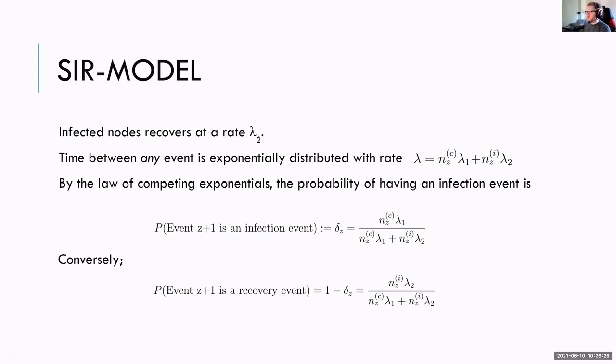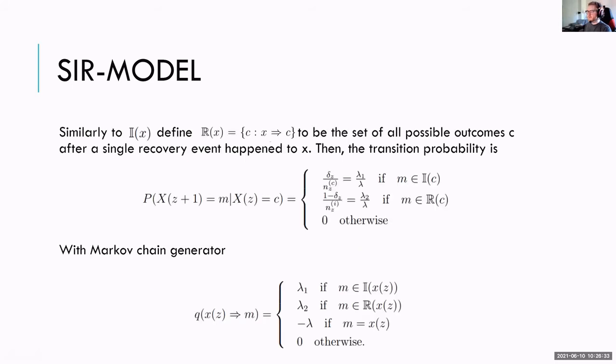So now we have two events taking place. And so how does this affect the transition probabilities? Well, similarly to I, we define R to be the set of all possible outcomes after a single recovery event happened to x. And now the transition probability depends on what M is. Again, we're in the state C, and we're going to transition into state M. Then if M is an infection event, it's the probability of having an infection event divided by the number of connections, which is lambda 1 over lambda. If M is instead a recovery event, then it is the probability of having a recovery event divided by the number of infected nodes, which is lambda 2 over lambda, and it's 0 otherwise.